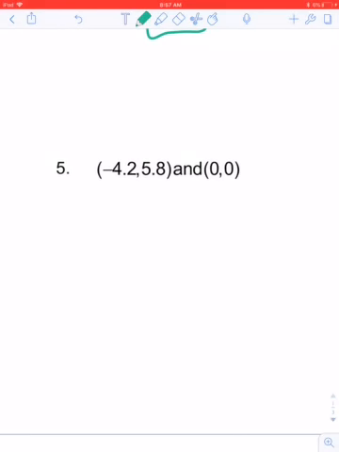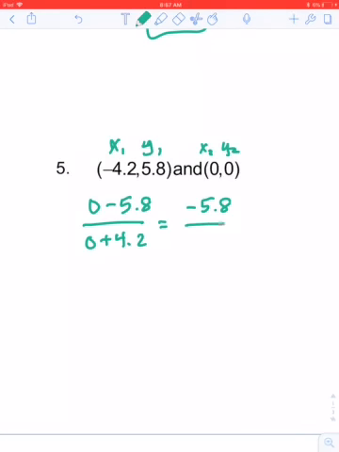Okay, number 5, x1, y1, and x2, y2. 0 minus 5.8 over 0 minus a -4.2. So I've got -5.8 over +4.2. I'm going to divide in my calculator, and I get -1.3 blah, blah, blah. Press that SD key, and it tells me it's really -29 over 21.